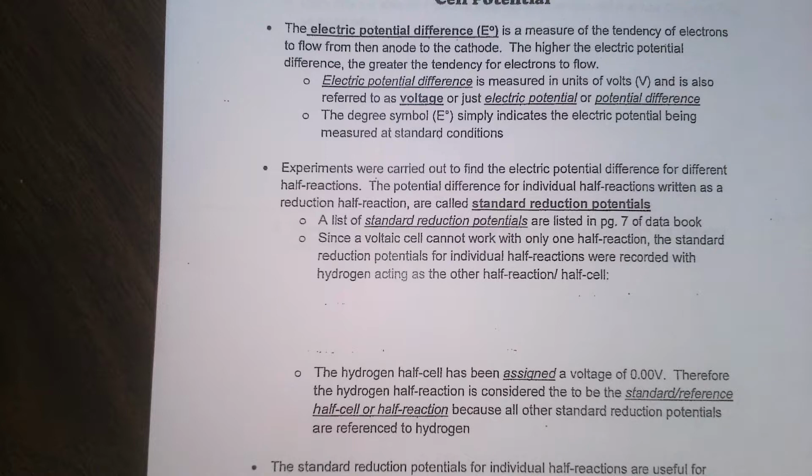Since a voltaic cell cannot work with only one half reaction, the reduction potentials for individual half reactions were recorded with hydrogen as being the other half reaction.